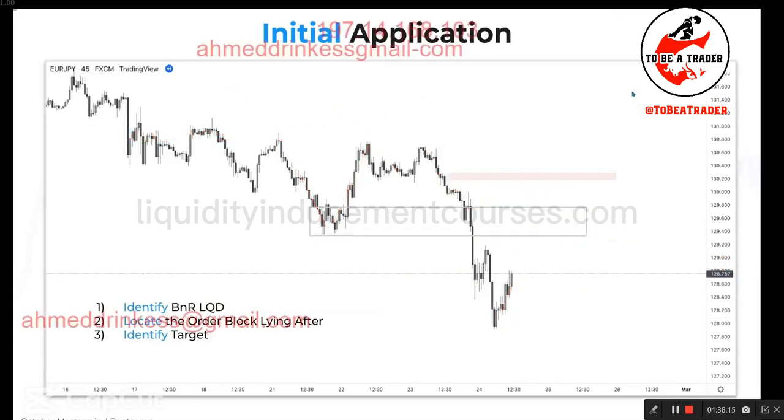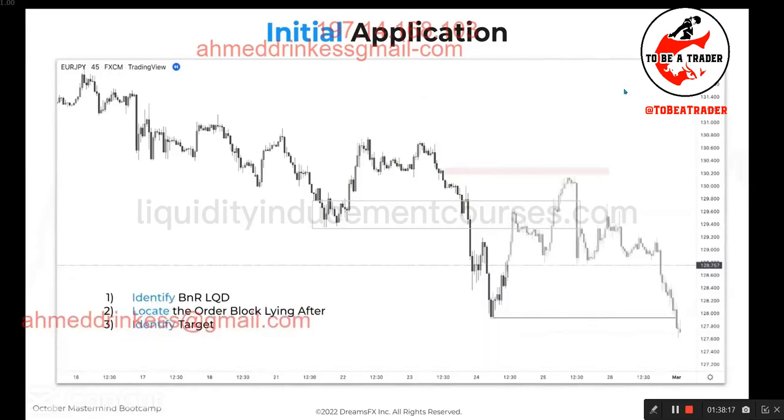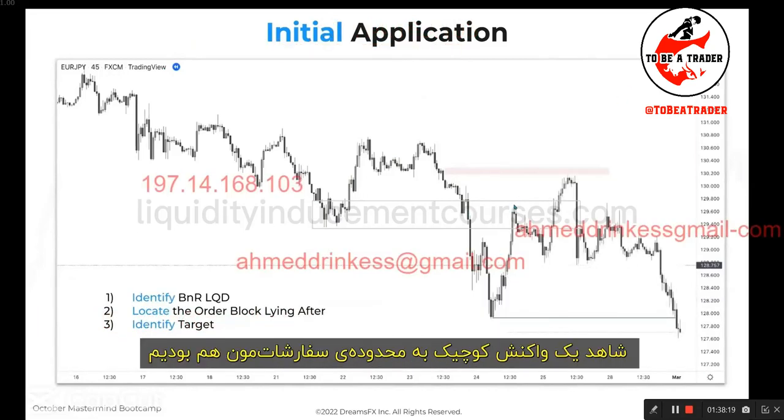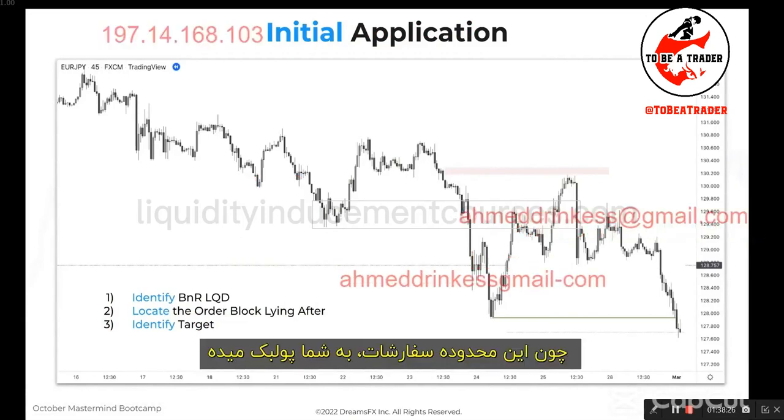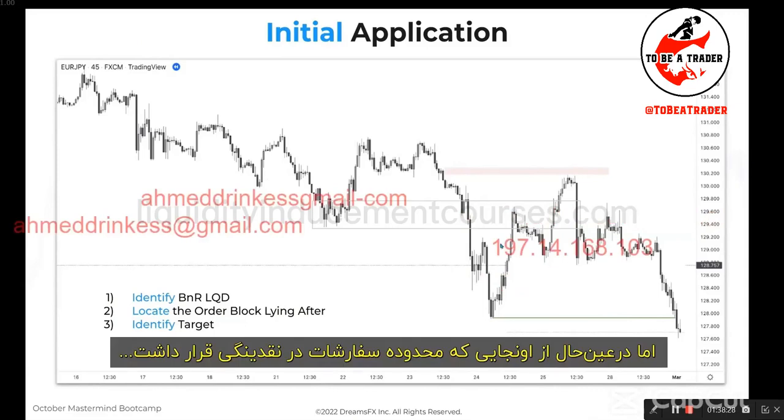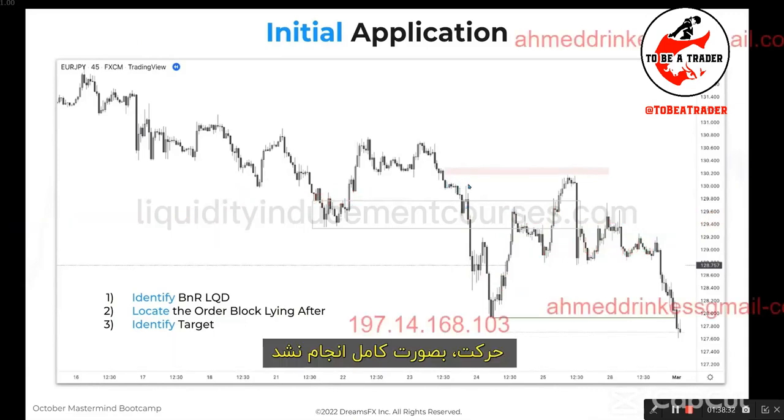So here then, we know what price is going to do. And as you guys saw, we did get a small reaction at our order block, but it wasn't where the main move was. Because it was an order block, it'll give a pullback. But because the order block was lying at liquidity, it didn't give us that full move.